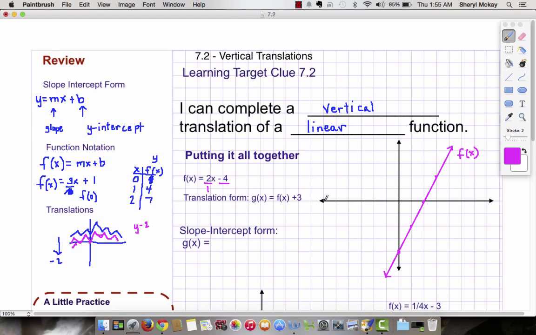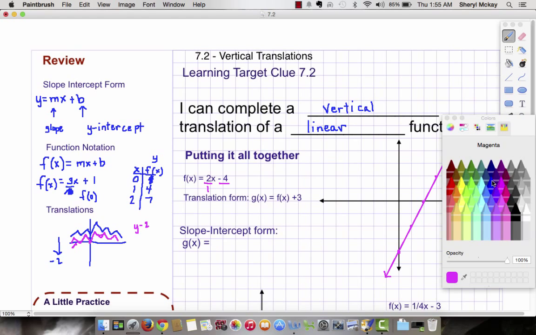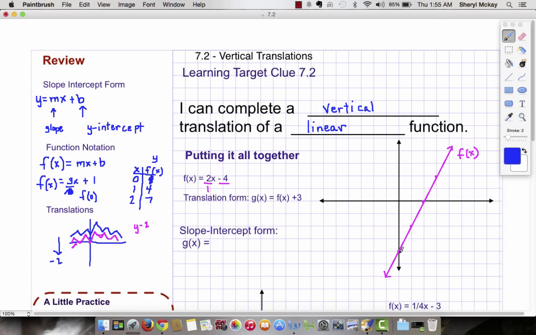So that means I'm going to take each of my points that I created on my line of f of x, and I'm going to translate them. I'm going to translate them a positive 3, up 3, y plus 3. 1, 2, 3. 1, 2, 3. 1, 2, 3. I'm going to make another one down here. And you can see that I just translated each of my points.